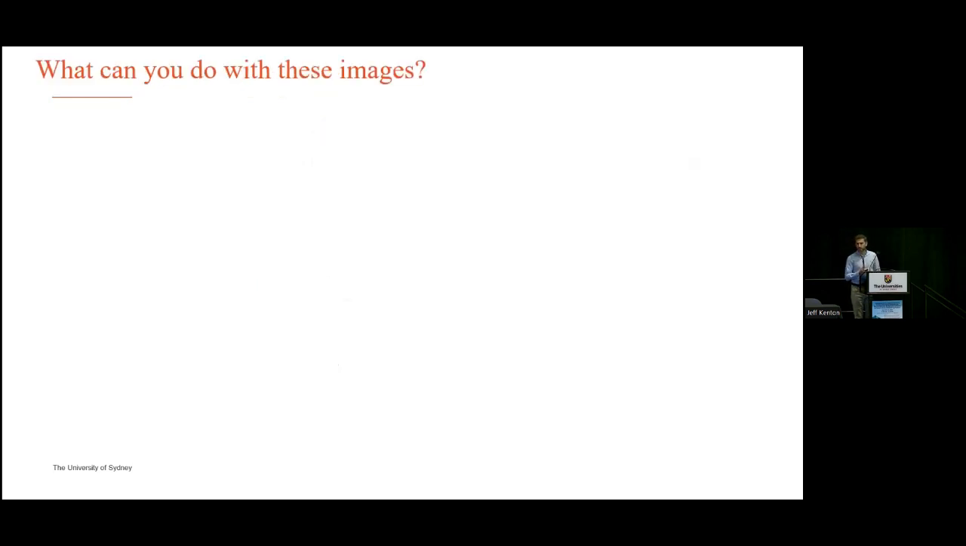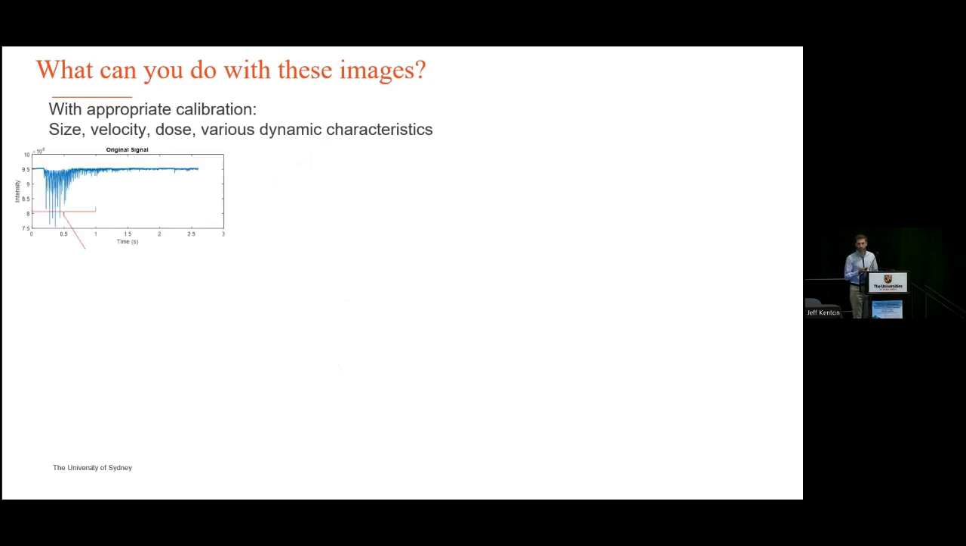So what can you do with these images? There's obvious stuff: you can get size, velocity and qualitative information, but with careful calibration, you can also get things like dose. For instance, if you look at your actual images, what you can compute from those is some kind of intensity, right?